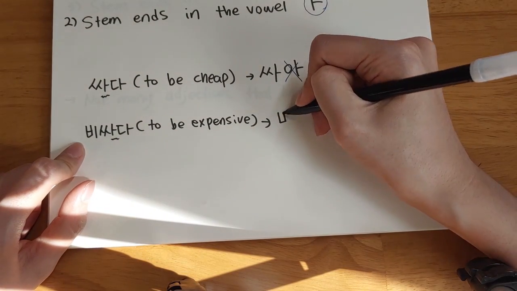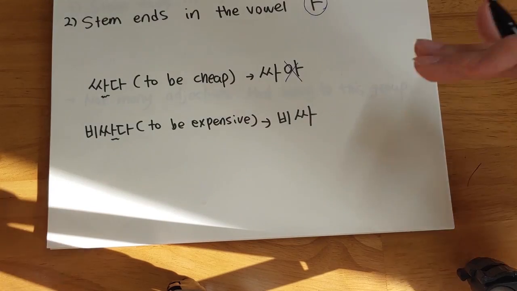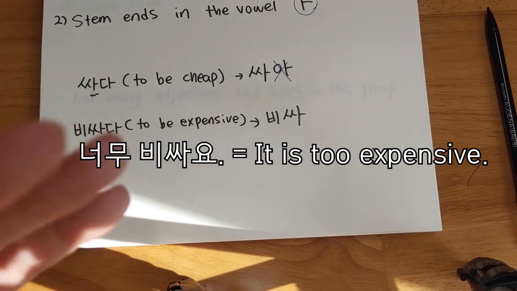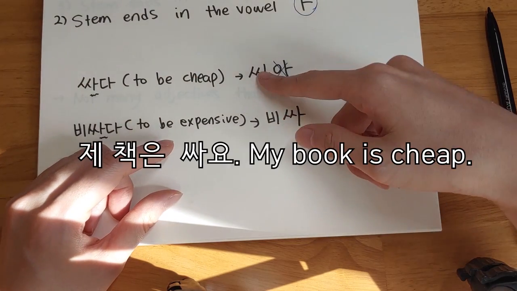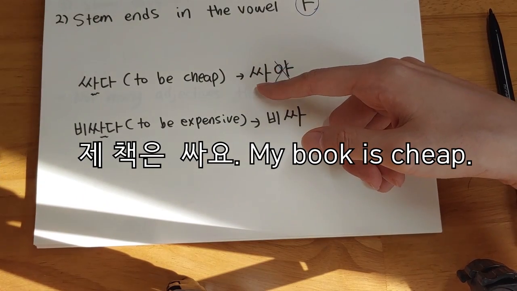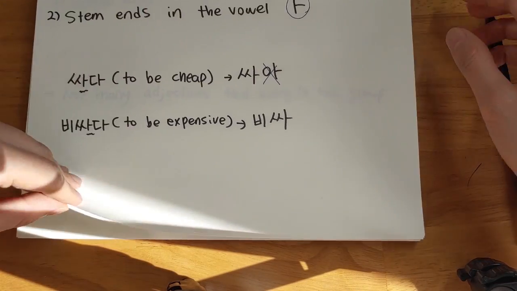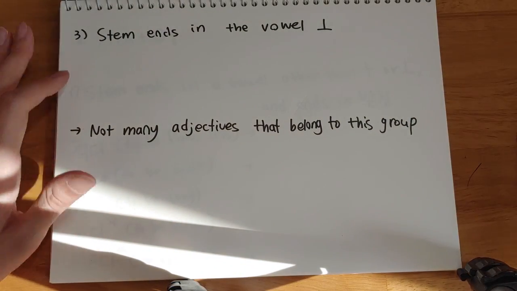And same with this, I think you can easily guess it. It's 비싸. So when you say, oh, that's so expensive, 너무 비싸요. And if you want to say, my book is cheap, you can say, 제 책은 싸요, right? So this is not that difficult, right? We learned all about this in verb conjugation.